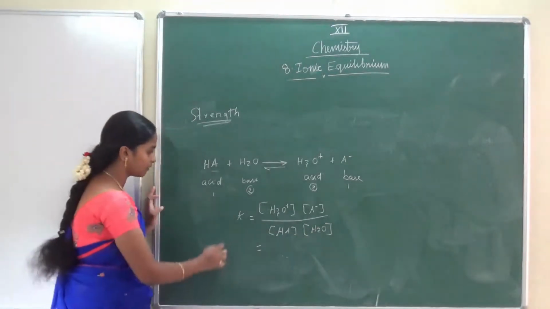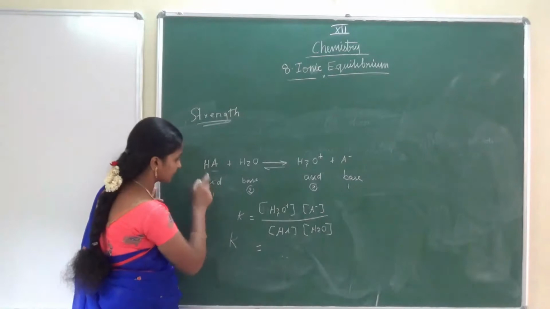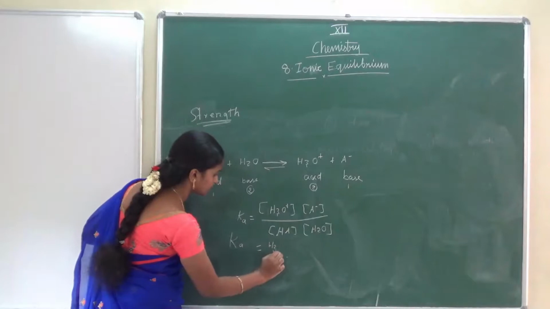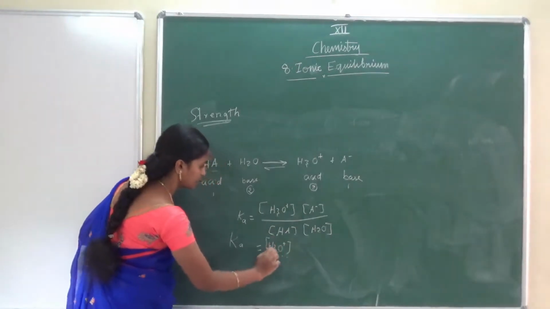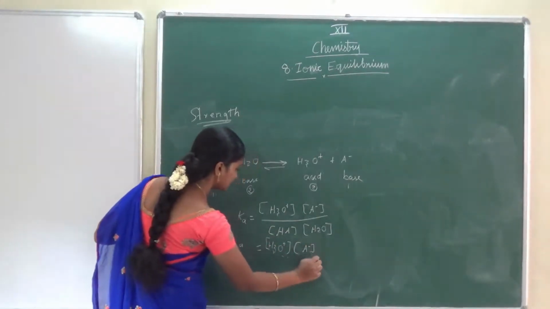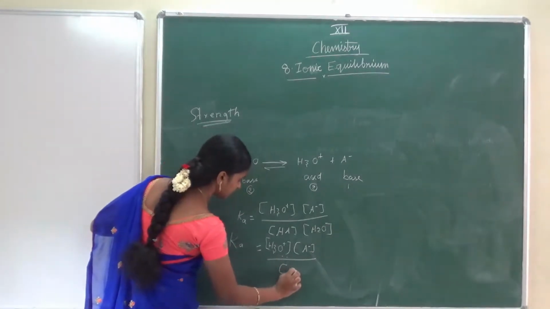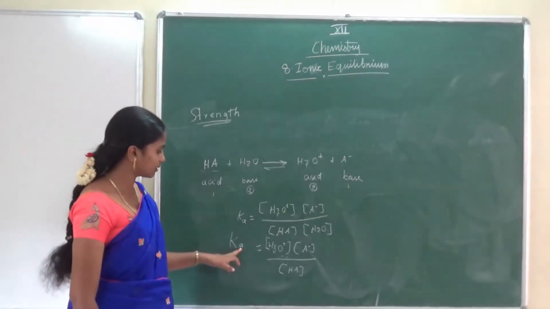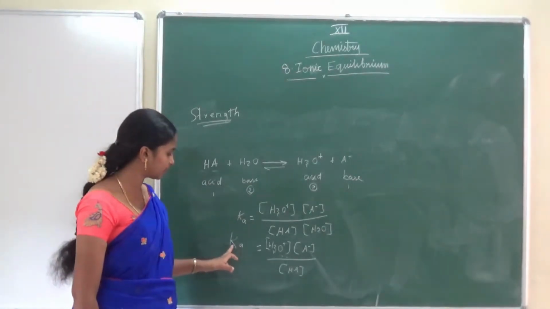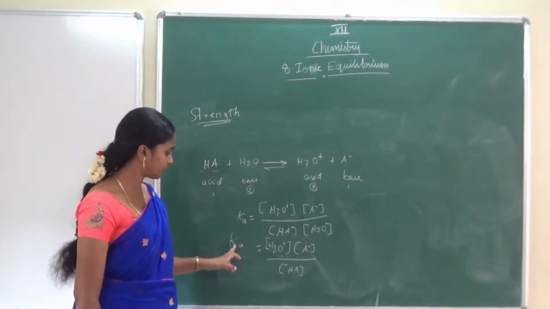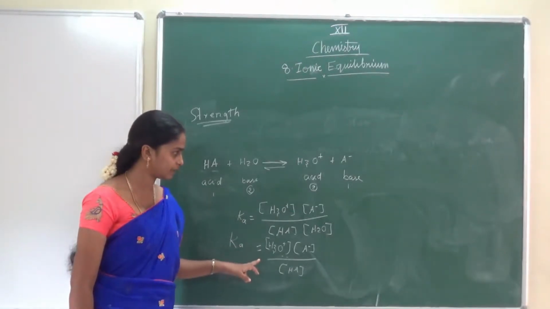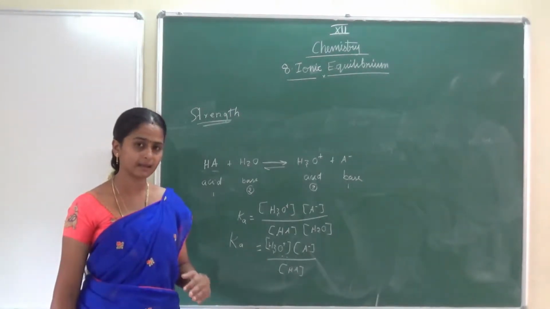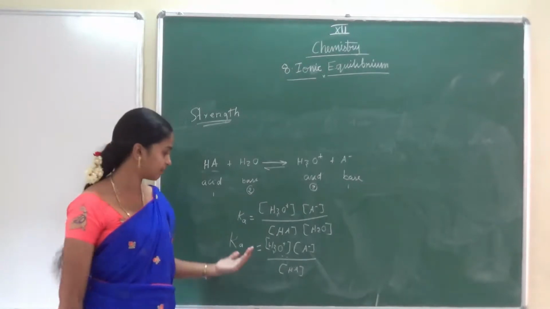So this is for acid, so let us take here a. Ka is equal to concentration of H3O plus into concentration of A minus divided by concentration of HA. Here, when the dissociation constant, the equilibrium constant Ka, is greater, then the acid is a stronger acid. When this value is less, then the acid is a weaker acid. Like that we can say.